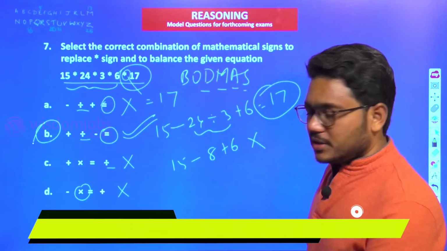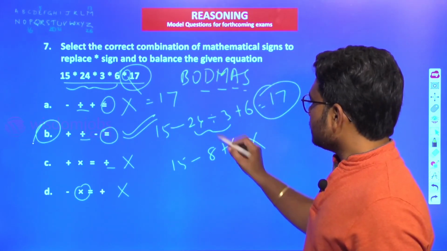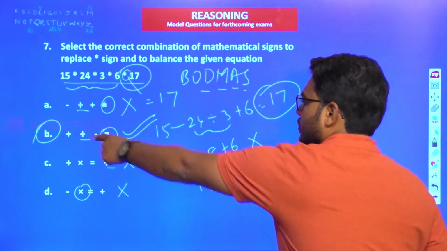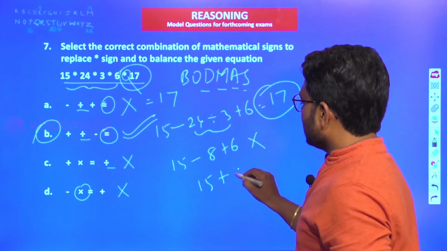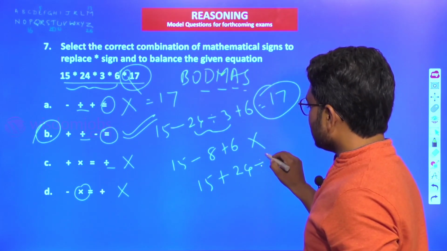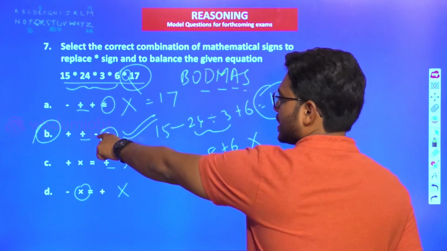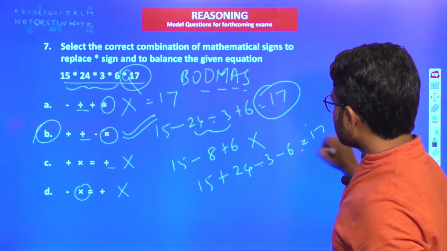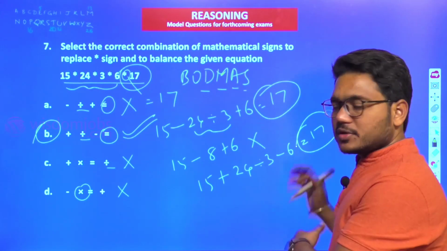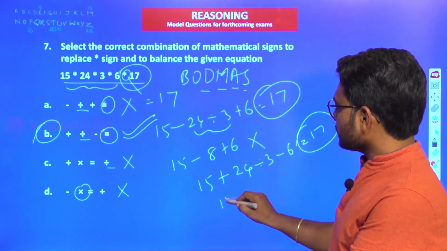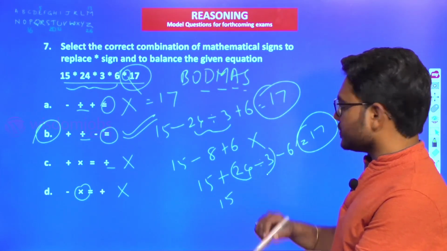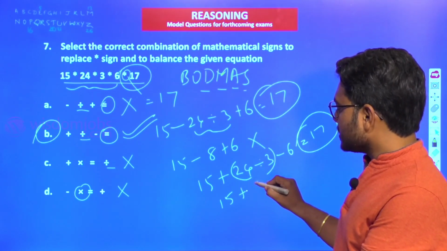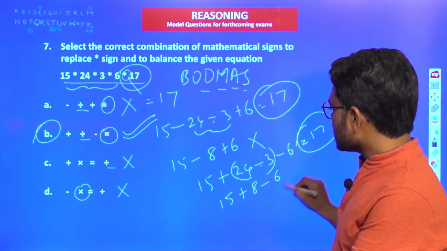So let us check if you need it. Instead, suppose 15, what could be the sign? 15 plus 24 divided by 3, next sign is minus 6, must be equal to 7. This part must be ensured here. So let us check. Again, the first operation we need to do is 24 by 3, that is 8, here minus 6.